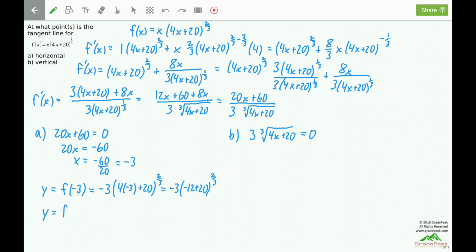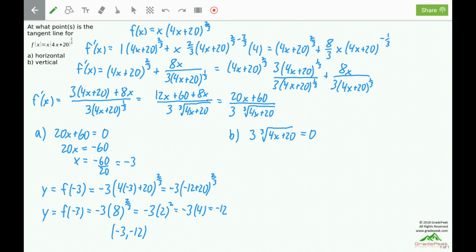So the y-coordinate, f of negative 3, will be negative 3 times negative 12 plus 20, which is an 8, to the 2/3 power. The 2/3 power means cube root, so we'll take the cube root of 8, which is a 2, and then you square that result. So I will have negative 3 times 2 squared, which is a 4, and I'm ending up with negative 12. We have an x-coordinate of negative 3 and a y-coordinate of negative 12, so negative 3 comma negative 12. There's the answer for the horizontal tangent line.